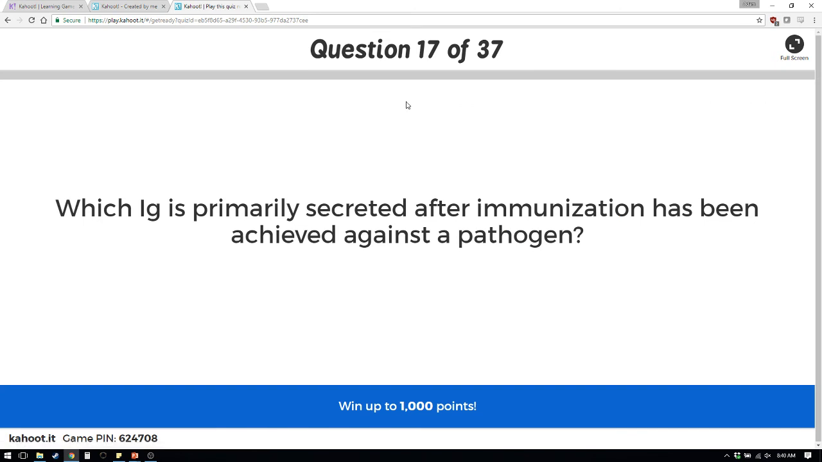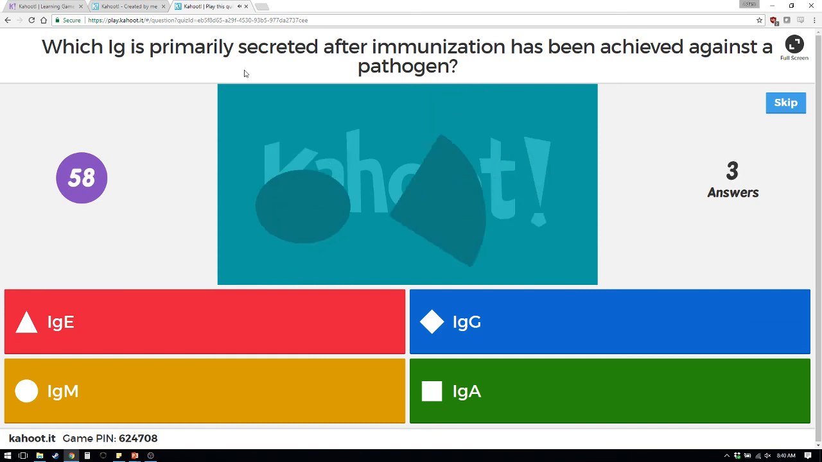Okay, moving on. Which IG? Oh, IG. Sorry, it's not lowercase. Which immune globulin? I had no character limit there. Which immune globulin is primarily secreted after immunization has been achieved against a pathogen? Betty, people can interpret my questions better than I can. Very helpful.